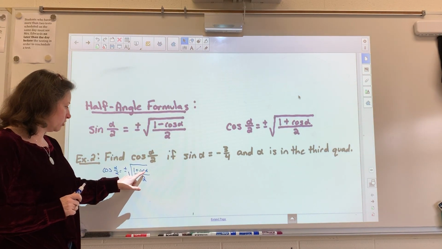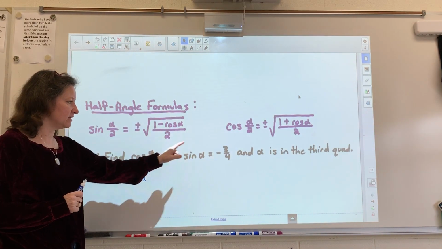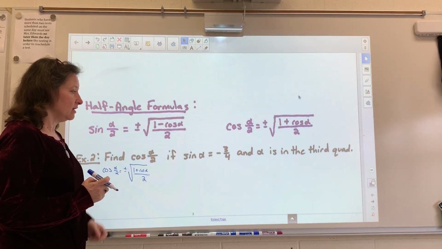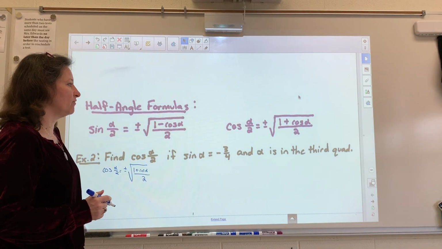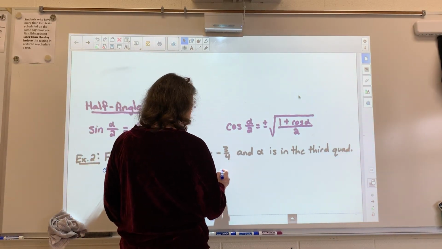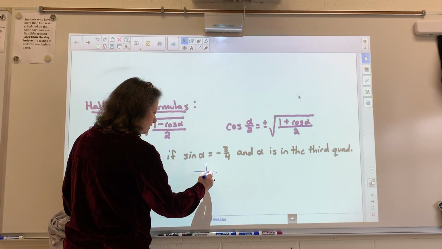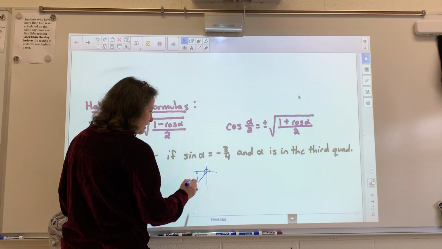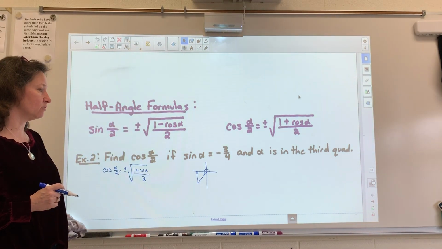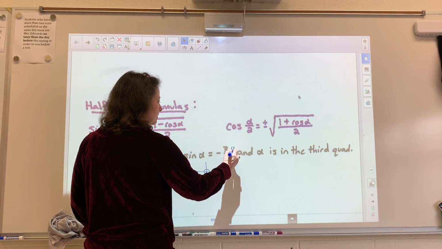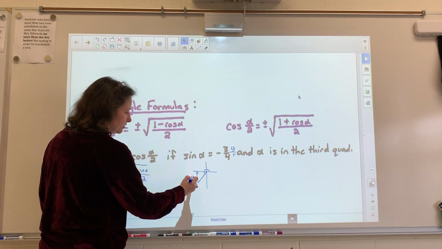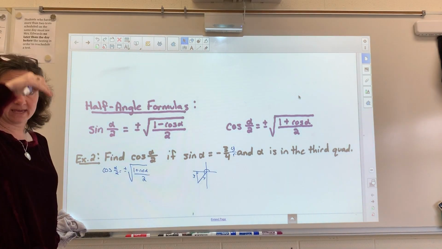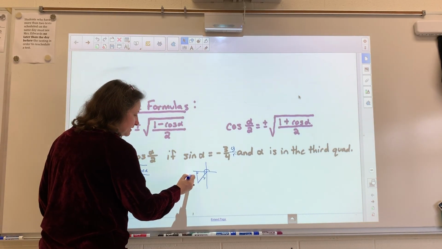Now, I need to know what cosine of alpha is. And they were nice enough to give me sine of alpha, but I'm going to have to do a little more work to find cosine of alpha. So I'm going to figure out, where is alpha located? Well, alpha is in the third quadrant. So I'm going to draw, alpha puts me in the third quadrant, and create my right triangle. If I know sine, what parts of the triangle do I know? I know y over r. So my y coordinate is 3, my radius is 4. Which one's negative? The y is, because I'm going down and radius will always be positive.